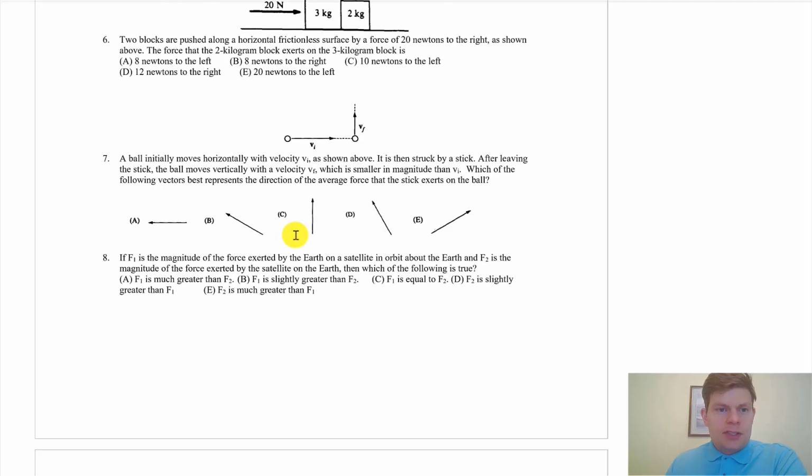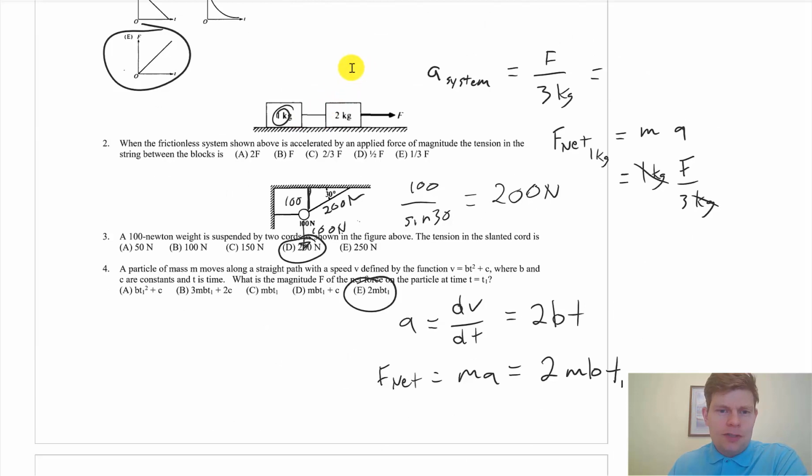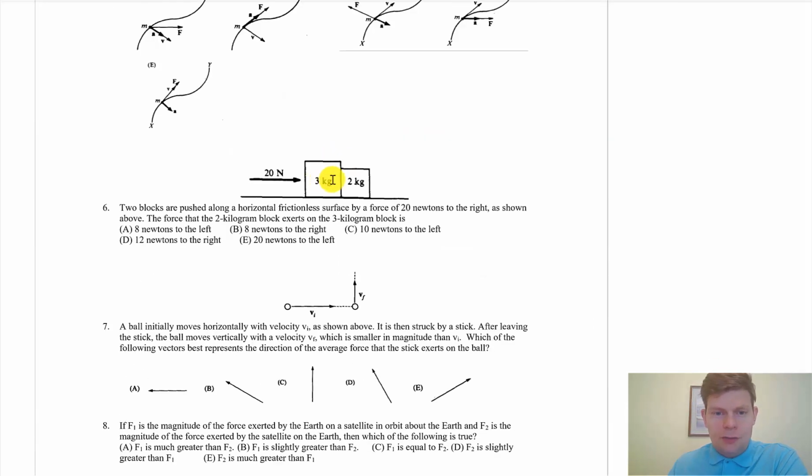All right, number 6. We've got 2 blocks pushed along a horizontal frictionless surface by a force of 20 newtons to the right. We want to know the force that the 2 kilogram block exerts on the 3 kilogram block, which is the exact same because of Newton's third law. It's the same as the force the 3 kilogram block exerts on the 2 kilogram block. This is very similar to the previous one. We need to figure out the overall acceleration and then figure out how much force the 3 kilogram block has to push on the 2 kilogram block.